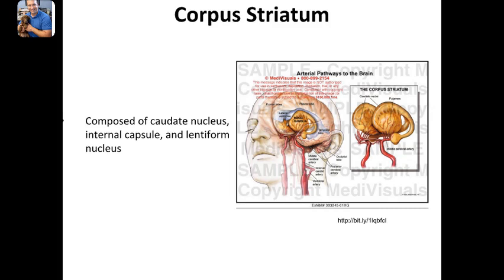Another fancy term for these structures deep within the brain: corpus striatum. Corpus means body. And this is going to be comprised of the caudate nucleus and internal capsule and the lentiform nuclei as well. Same structures, deep brain structures, what I want you to remember. Really, really important.